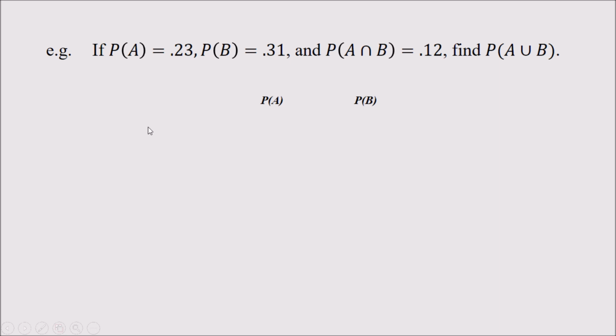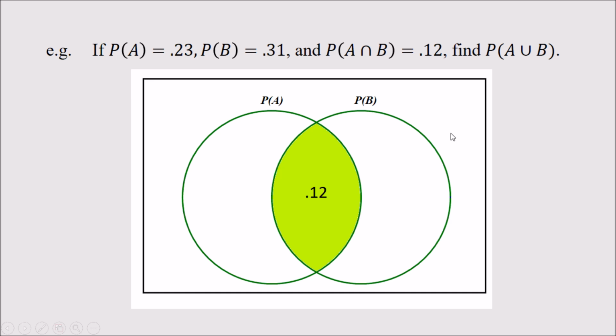Let's look at this example. Suppose the probability of A is 0.23 and the probability of B is 0.31. And furthermore, the probability of A and B is 0.12. Find the probability of A or B. Well, a Venn diagram is a nice visual. It helps keep track of where all the members are.